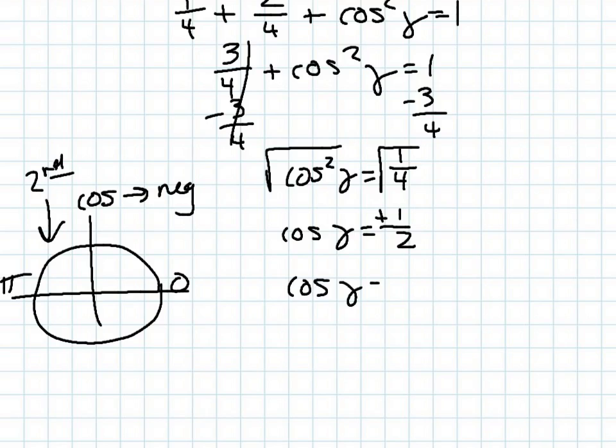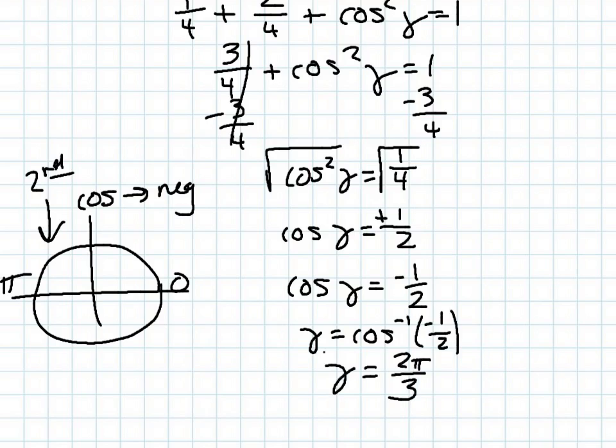If I look at cosine of gamma equal to negative 1/2 and do the inverse of that, gamma should be 2 pi over 3. And I found my angle. So that's the new thing with direction angles and what we can do with them. Okay, so have fun.